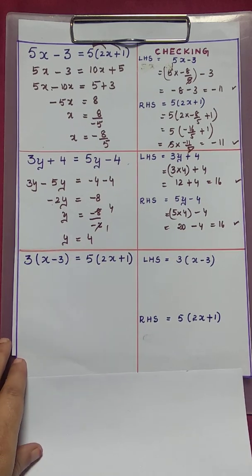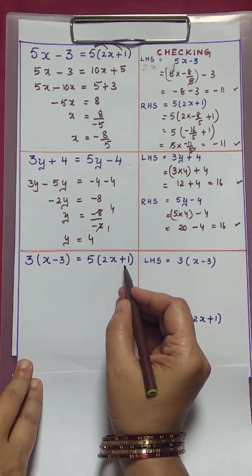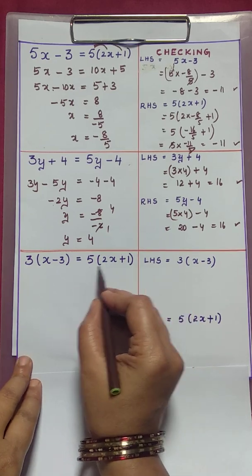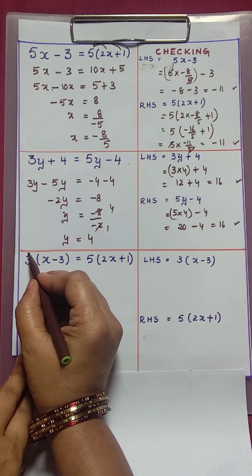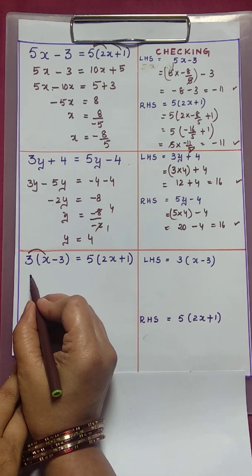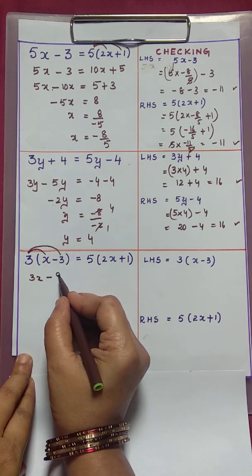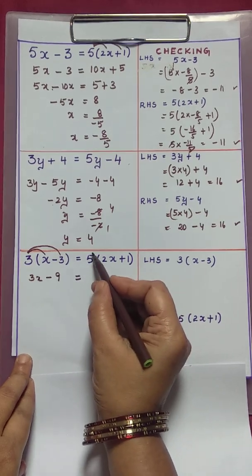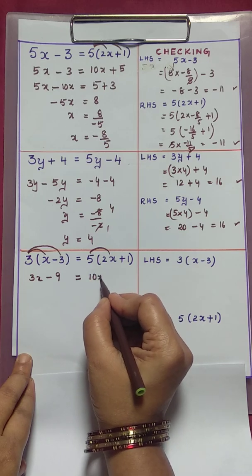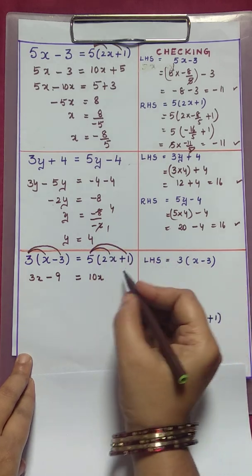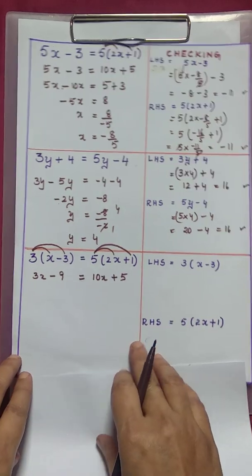Last sum. 3 into x minus 3 is equal to 5 into 2x plus 1. Now here again open the brackets. Distributive property. Here also distributive property. First multiply 3 into x. That is 3x. Again 3 is multiplied by minus 3. Minus 3 3s are 9. Which is equal to, now here you multiply. 5 into 2x. 5 2s are 10, 10x. Again this same 5 is multiplied by 1. 5 1s are 5. 5 into plus 1, plus 5.